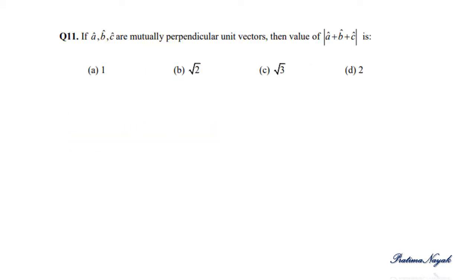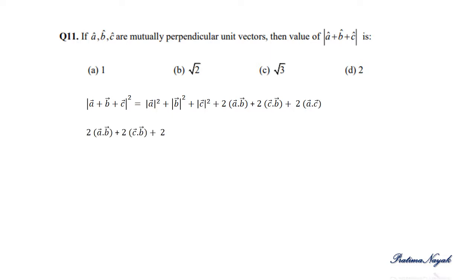Next question. If A, B, C are mutually perpendicular unit vectors, then what is the mod of A plus B plus C? So options are given. We'll take magnitude A plus B plus C whole square is equal to magnitude A square plus magnitude B square plus magnitude C square plus 2A dot B, 2B dot C, 2A dot C. So here, when they are mutually perpendicular, A dot B, B dot C and A dot C will be 0. So A plus B plus C mod square is equal to 3. So mod of A plus B plus C is root 3.